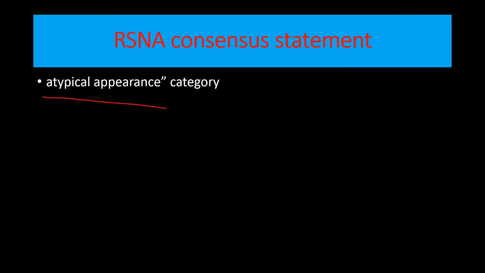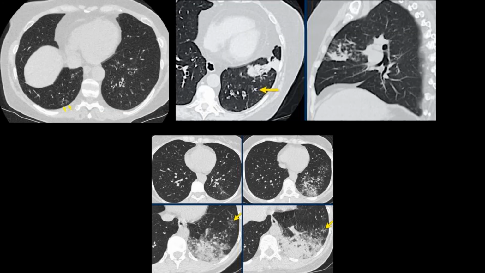This falls under the atypical appearance category under the RSNA consensus. Just a correlation with the RSNA consensus statement. In this image, we can see that there is a tree in bud appearance. We can see some bronchial thickening, also some consolidations, and it does not have the multifocal pattern typical of COVID. And here again we can see some centrilobular nodules with tree in bud appearance and a lobar consolidation.